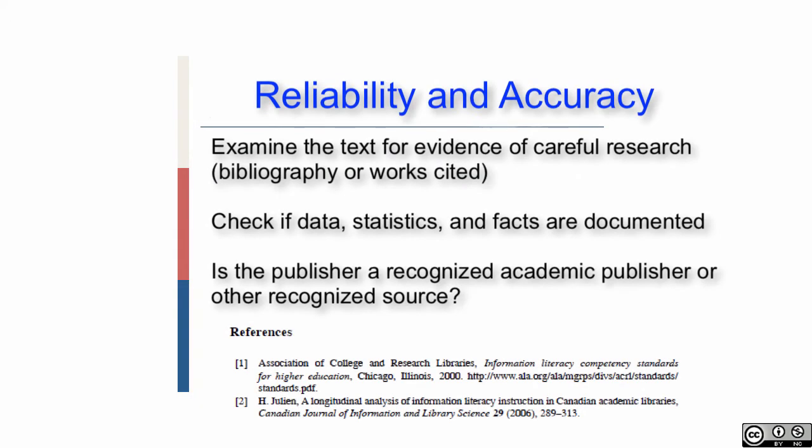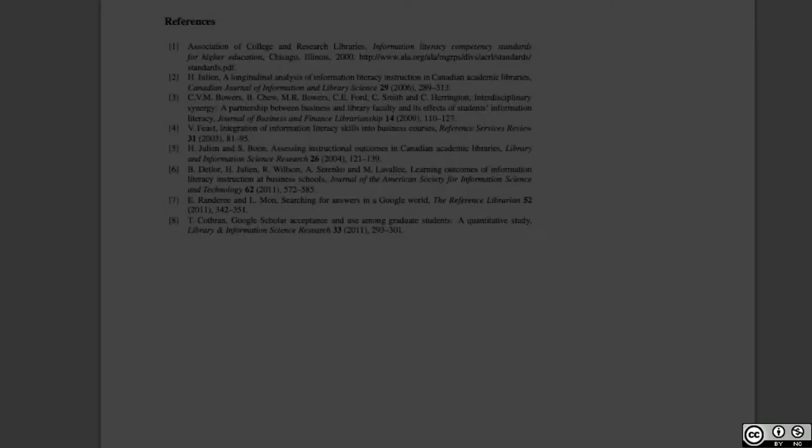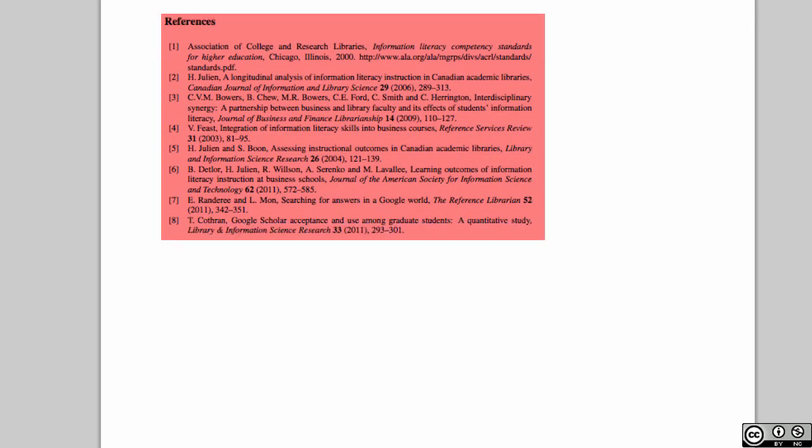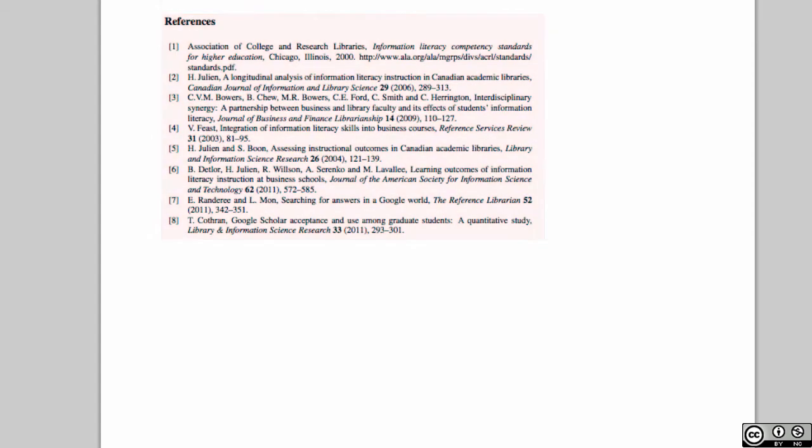Part of evaluating your sources is determining if the information is reliable and accurate. You should examine your source for evidence that the information provided was carefully researched. In the case of scholarly journal articles, there should be a bibliography or works cited page at the end of the article. You should also check that any data, statistics, or facts are documented.